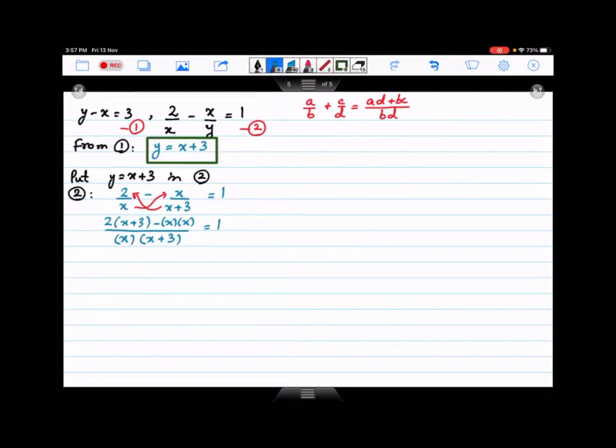So now solving this becomes (2x plus 6 minus x square) upon (x square plus 3x) equals to 1. So now it will remain the same and we will do cross multiplication and make the left side 0.